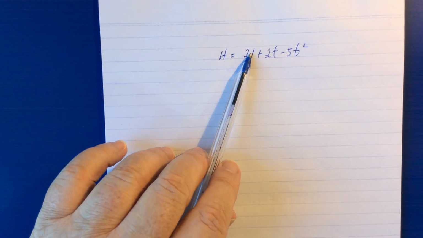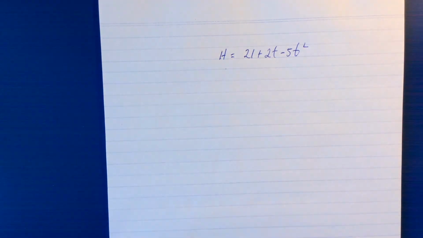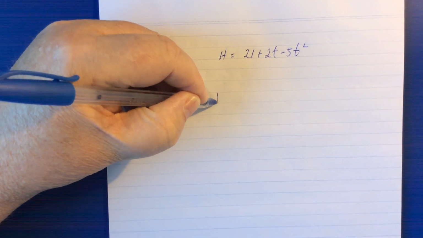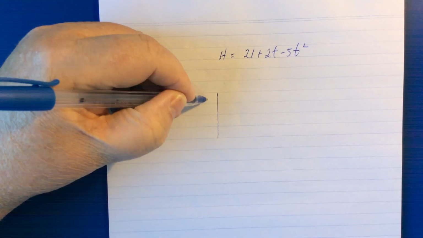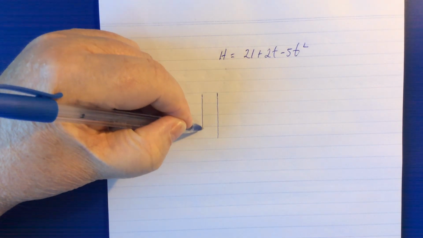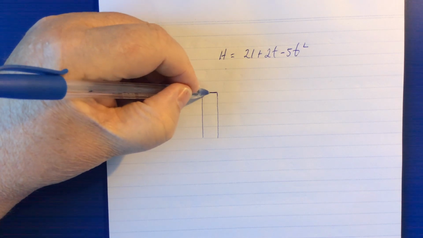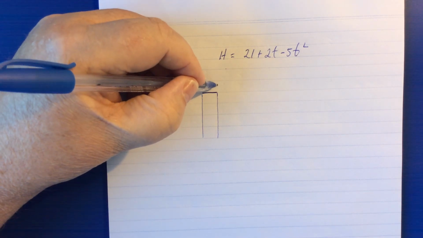H is equal to 21 plus 2t minus 5t squared. Let me tell you the story. Someone stands on top of a building. They're a stuntman. So here they are.